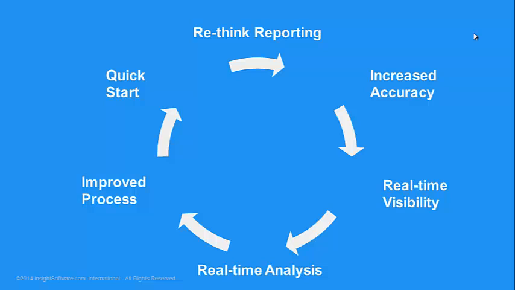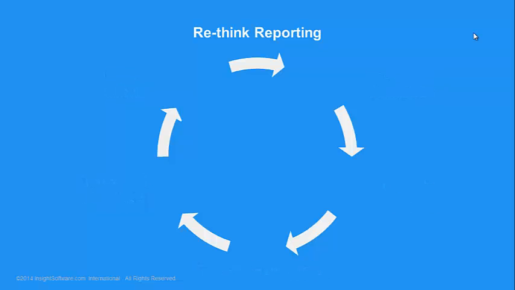We're first going to talk about this concept of rethinking your whole approach to reporting to find a much better way to get business answers more quickly and easily. In that process, we'll then see how you can increase your accuracy, gain real-time visibility to information, take that real-time visibility and apply powerful analytics to get meaningful insights while improving all your processes, and we'll end with some words on the quick start methodology, which means you could have these kinds of benefits at your company within just a few days. So first, let's talk about rethinking your reporting.